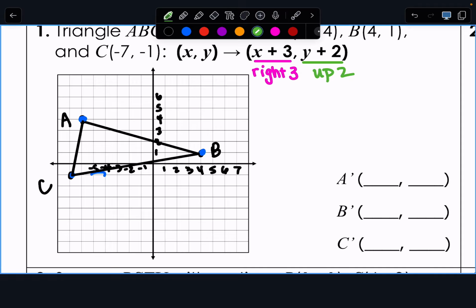So now I'm going to take coordinate A. Here's coordinate A. And I'm going to move right 3 and up 2. So I'm going to go 1, 2, 3 to the right. And then 1, 2, up 2. And there is my new A. And I'm going to name it A with an apostrophe.